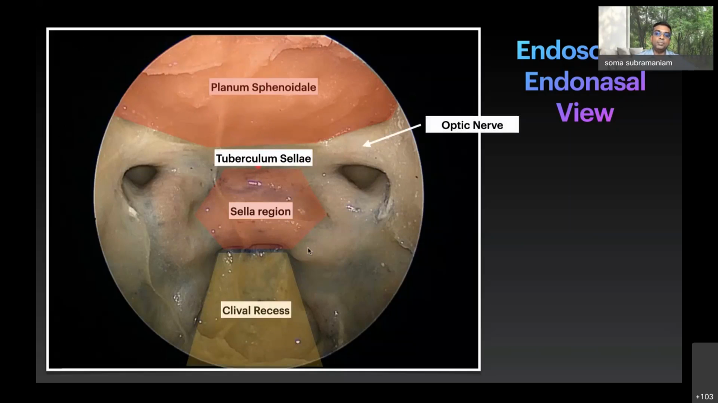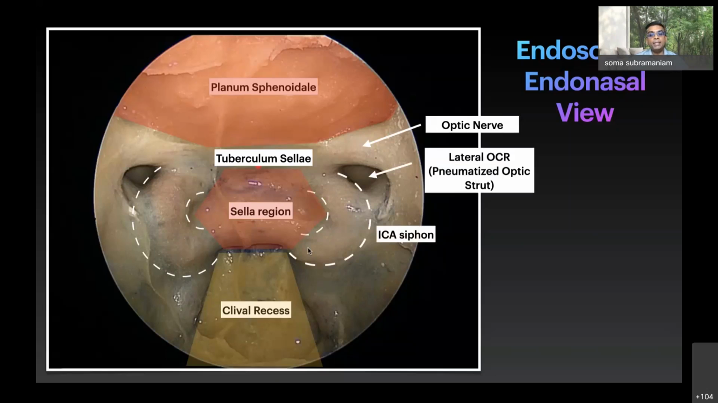So you can see here is the optic canal containing the optic nerve on the patient's left side. And then you've got the cavernous segment of the internal carotid artery surrounding the sella, like the cobra, as we always describe it. And in some cases, you will have pneumatization of the optic strut. And that is what is known as a lateral opticocarotid recess. So in some cases where the optic strut is not pneumatized, then you won't have a recess. And that makes it a little bit more challenging to orientate yourself, but not impossible.